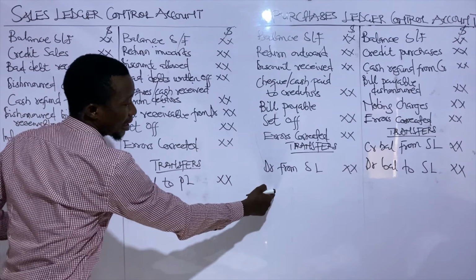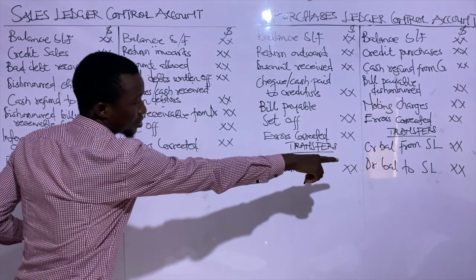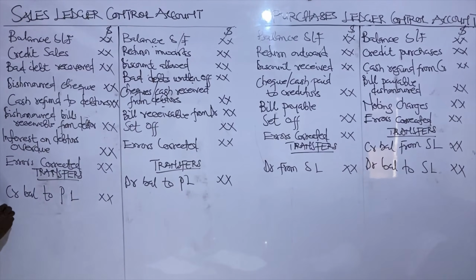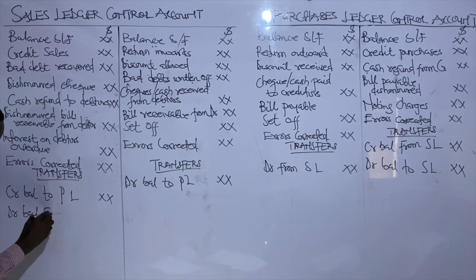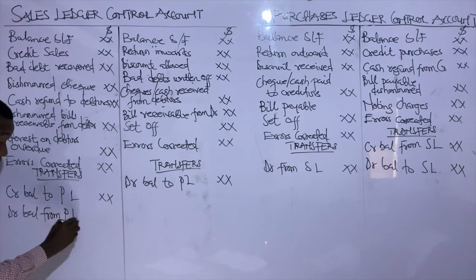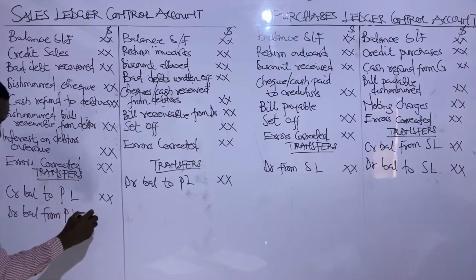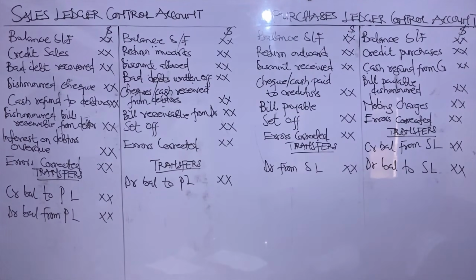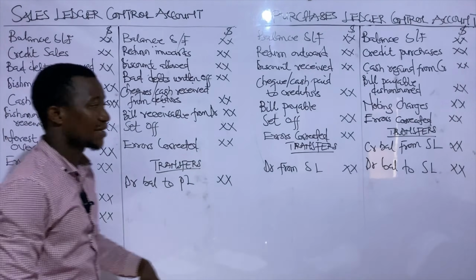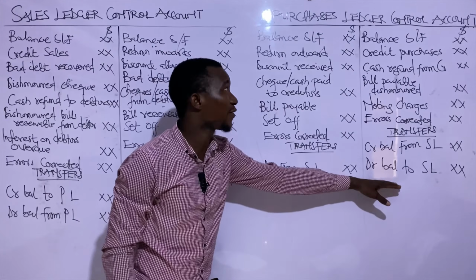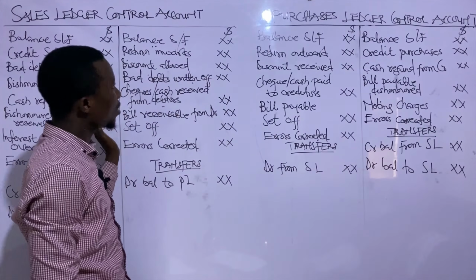So because it is a debit balance, we credited it to write it off. Then we come and say that debit balance from the purchases ledger. It is from the purchases ledger. We record. There could also be that there is a credit balance transferred from purchases ledger to the sales ledger.